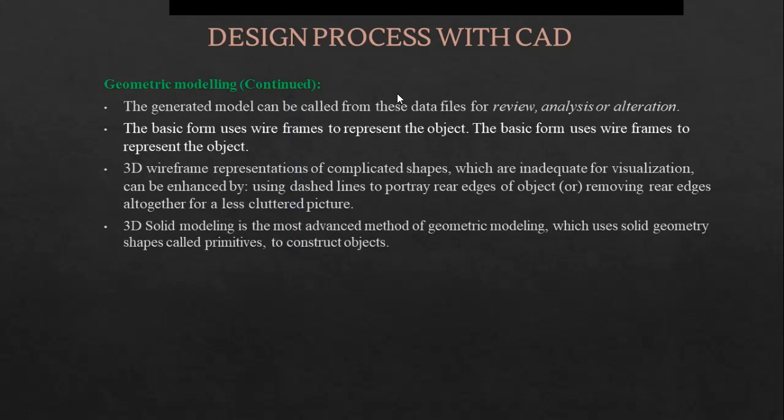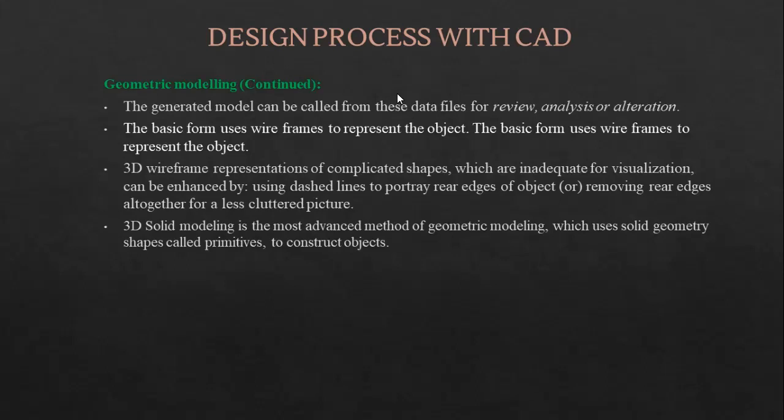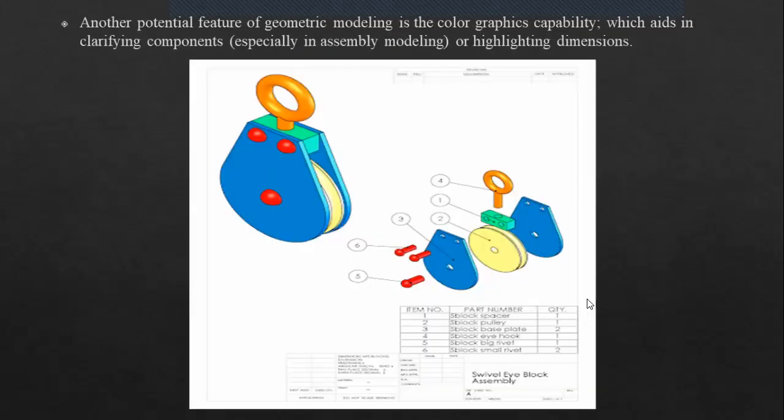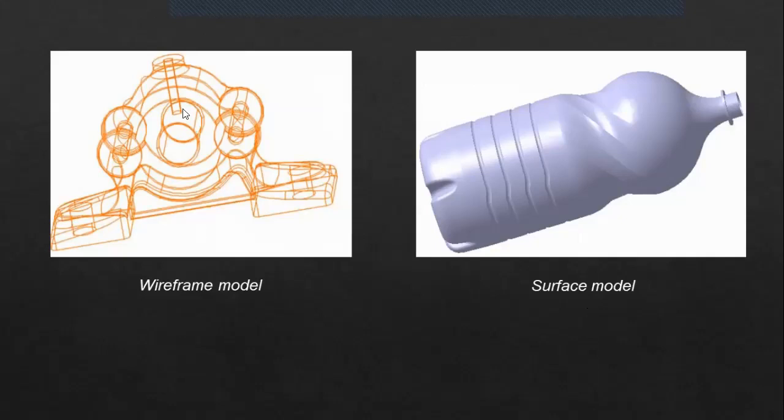So it can be called, so retrieval is another feature, as I was mentioning. Retrieval of that model is another advantage that you get when we are using 3D modeling software, right? The basic form uses wireframes to represent the object. So you see here, this is how a wireframe model will look. Okay, you have only lines, points, right? No surface data, no solid data. So this is the basic form of modeling in 3D modeling software.